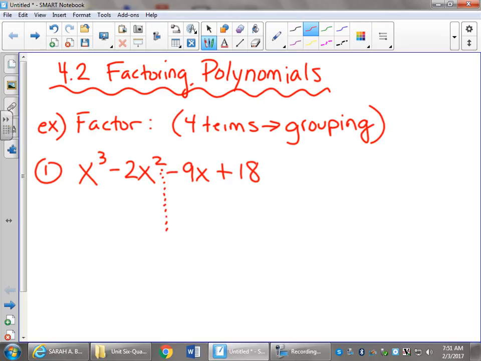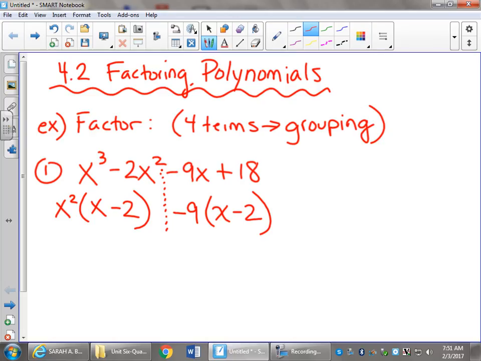So on the left side of this cubic, we're going to factor out a GCF of x squared, leaving us with x minus 2 once you do that. On the other side, you look for the GCF of negative 9x and positive 18. And whenever that leading term on the right-hand side is negative, you're going to factor out a negative. So we will factor out a negative 9, leaving us with x minus 2.